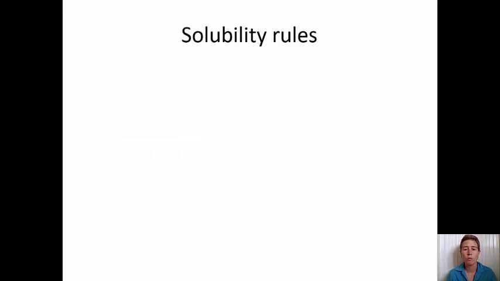All right, so how do we know whether or not something's going to precipitate? Unfortunately, there are just some rules to learn. I'm not going to be super picky on you learning all of these perfectly right now. It's not going to be a huge focus of this course, but you should at least be aware that there are these solubility rules.